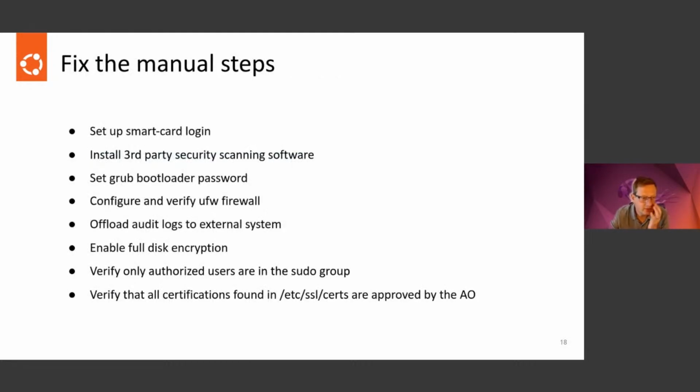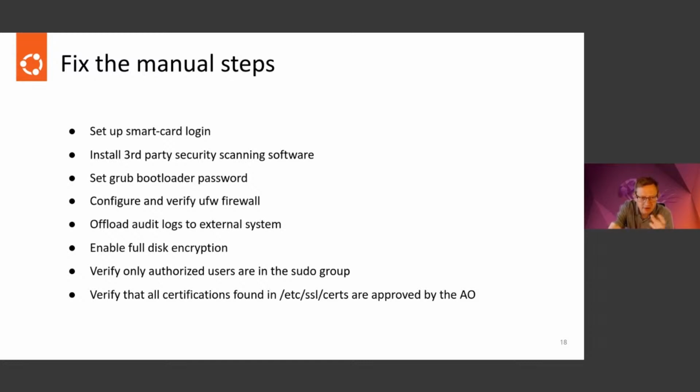Now, I mentioned there are some steps you need to take manually. So I'll go through some of them here. One of the things that the STIG requires is to have a smart card login. Obviously, this is something you can't just install automatically. You need to configure this and build it and give people tokens and set it up to work with your identity and access management framework. So this is something that needs to be set up and checked manually.